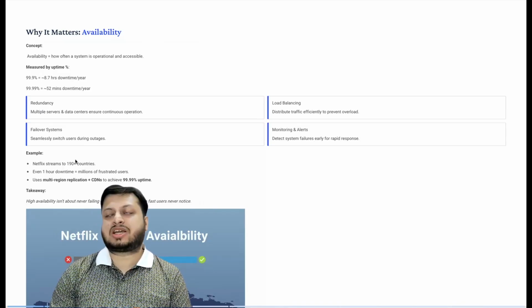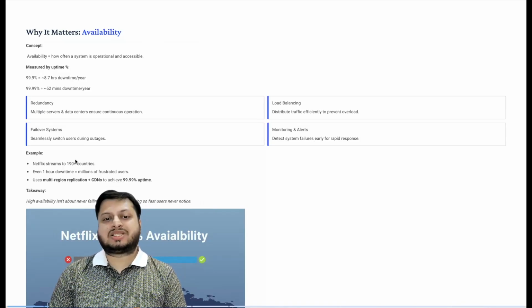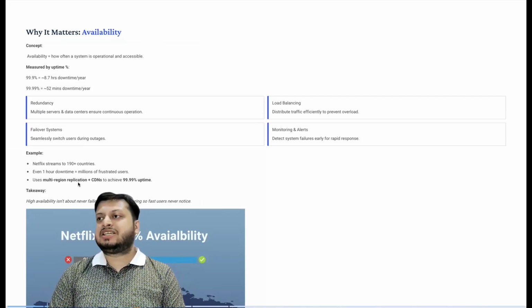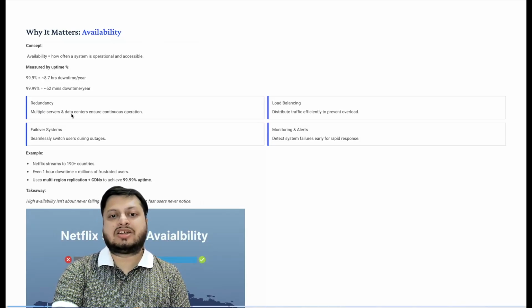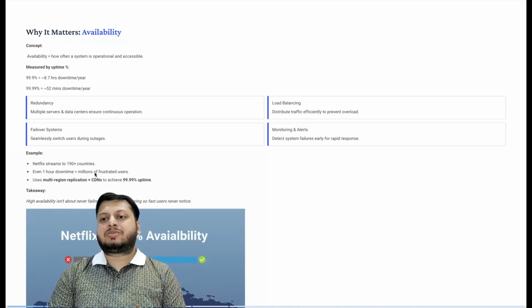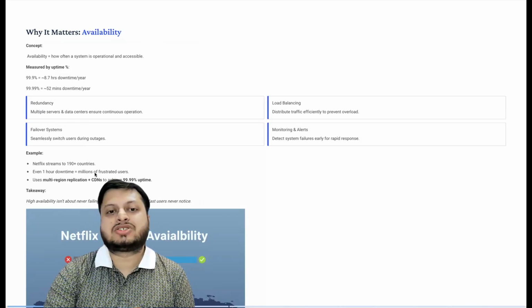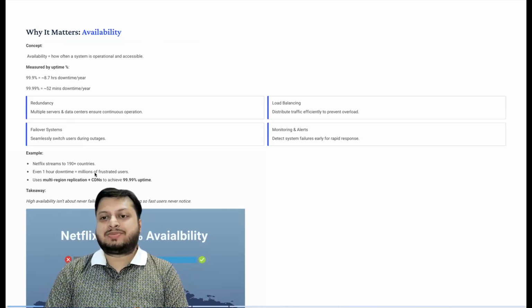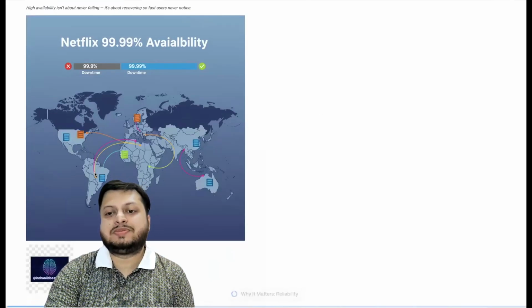The example is what I was mentioning. Netflix streams to 190 plus countries. Even 1 hour of downtime is frustrating for millions of users. So they use multi-region replication, as I mentioned here, multi-server and multi-data centers, as well as CDNs. We will learn about CDNs later in later videos if things are not clear. But for now, just assume that it is multi-layer, multi-region replication plus CDNs to achieve the uptime of 99.99%. So I hope availability as a concept is clear to you guys. Let's move on to the next slide.